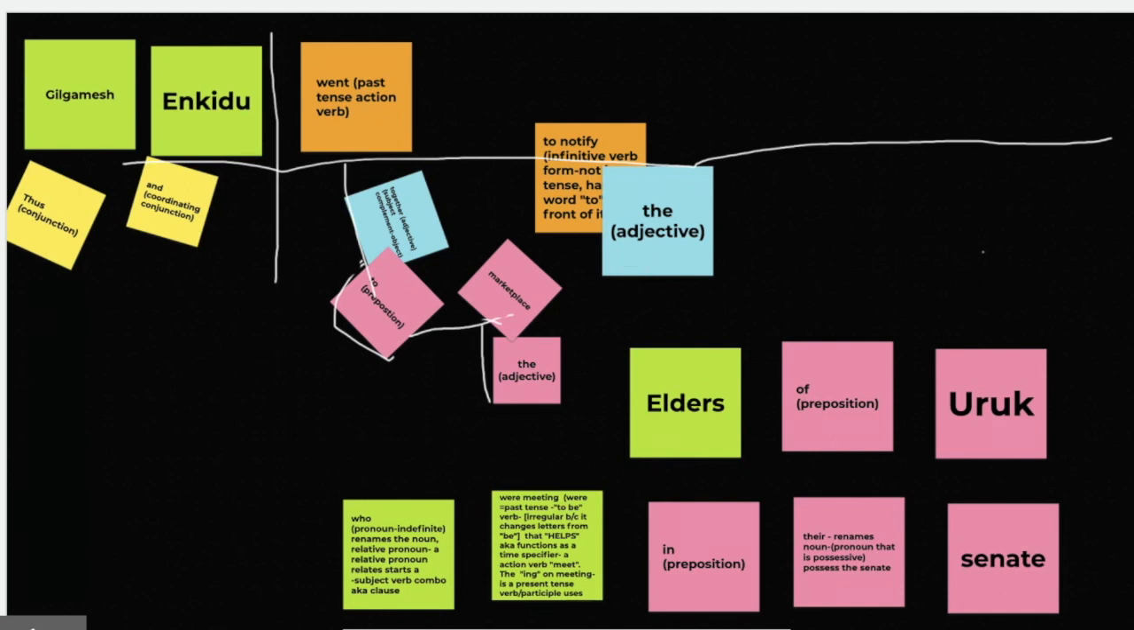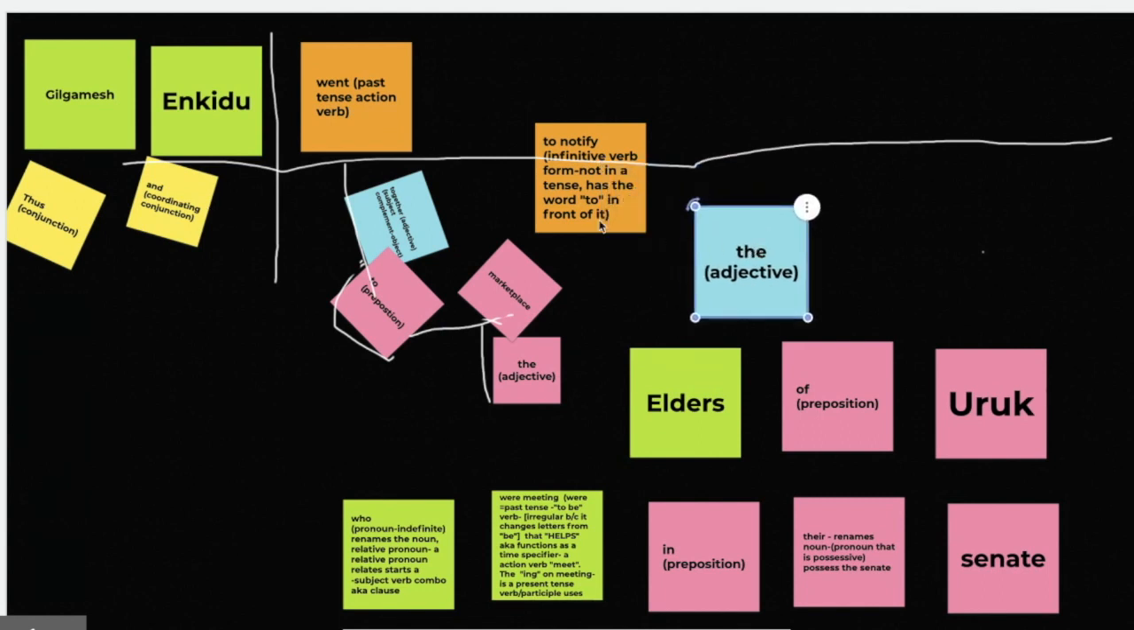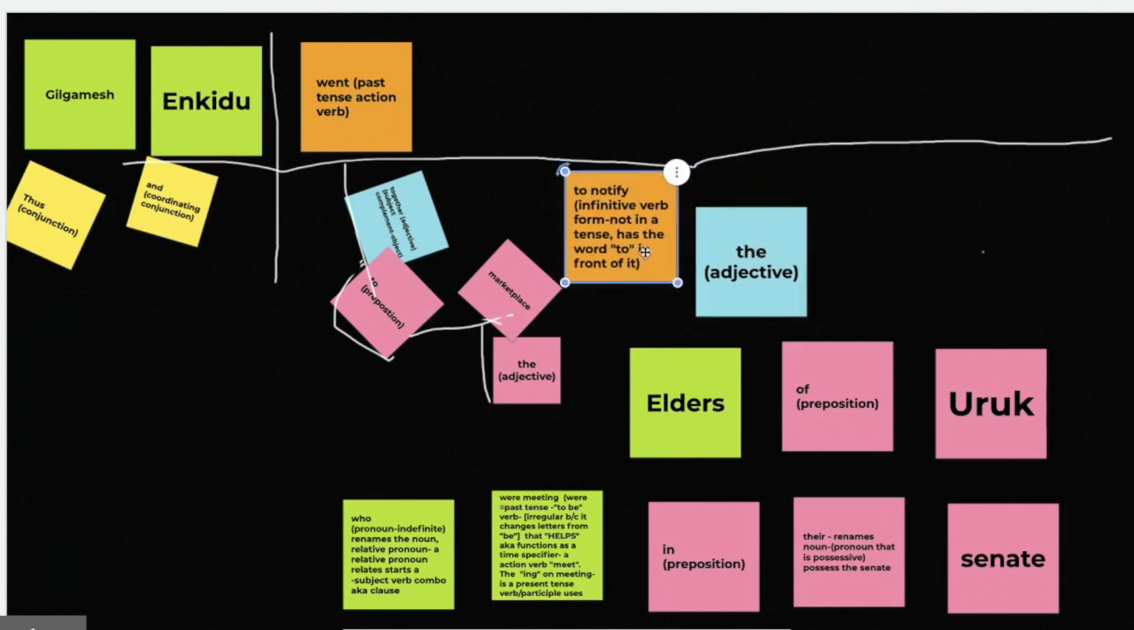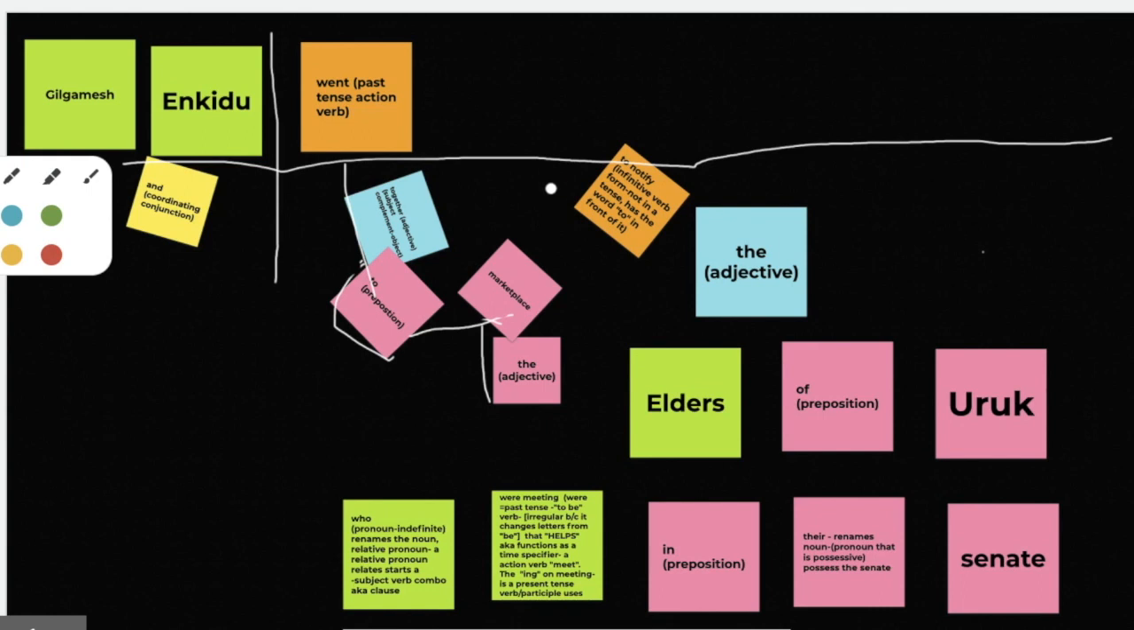So now we have all these other words, and all these other words come off of that verb side of the sentence. So went, why did they go? To notify. So that is another piece of information that goes with the went. Now we can even skip together to the marketplace if we wanted to. So Gilgamesh and Enkidu went to notify the elders.